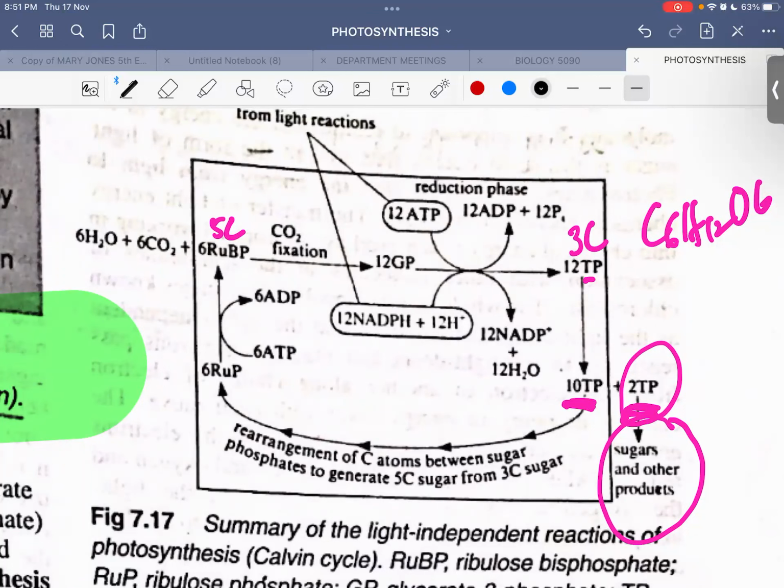Okay, I'll do it. Look, now look, everything which is outside the box, this box is light dependent reaction, and everything which is inside the box is light independent reaction. Okay? Look at the substances which are outside the box. What is outside the box? On the left hand side, look, 6 water molecules, 6 carbon dioxide, right? Those are outside the box. Yes.